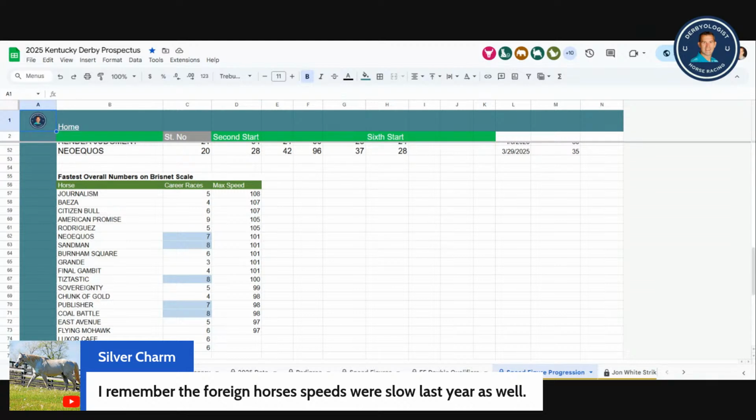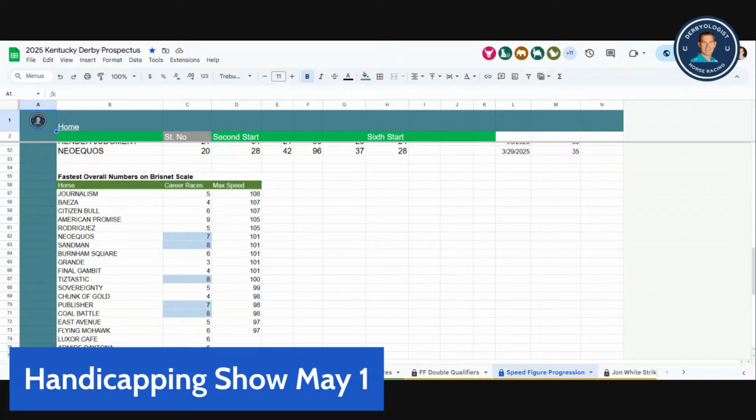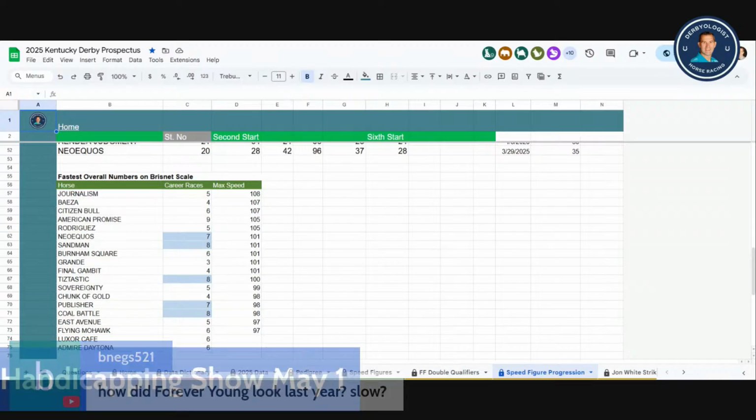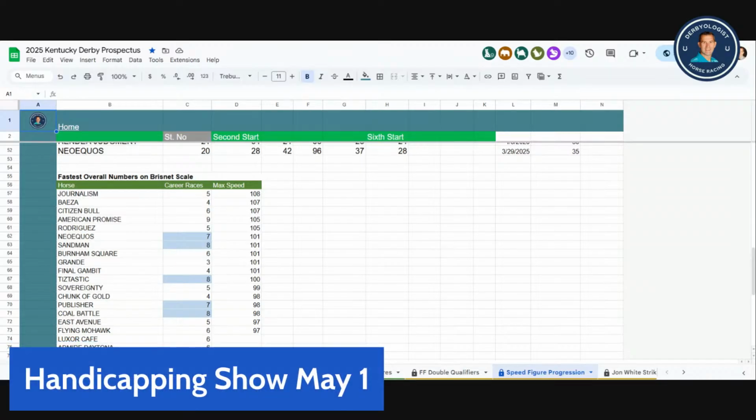Now, I did see that somebody posted Thorograph speed figures of 3.5 and like 4 and 2.5 for Luxor Cafe, which means he's probably not as fast as Forever Young was last year. Forever Young had faster speed figures last year. That's why everybody loved Forever Young. Now, again, he had a bad trip and he was bumped down the stretch, but he did have faster speed figures on the Thorograph scale coming in last year. And that was what was interesting.